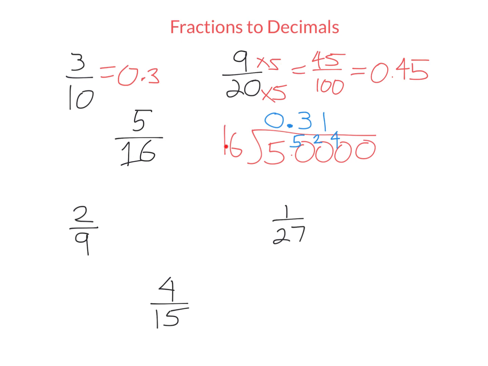How many times does 16 go into 40? Well, it goes 2, remainder 8. How many times does 16 go into 80? It goes 5 times. Now, because there's no remainder, we stop there. So 5 over 16 and 0.3125 are exactly the same number.